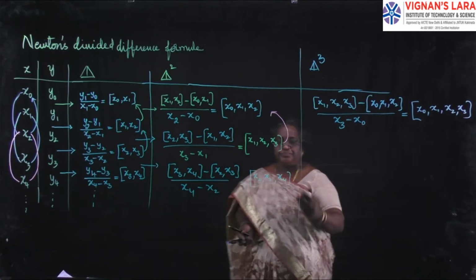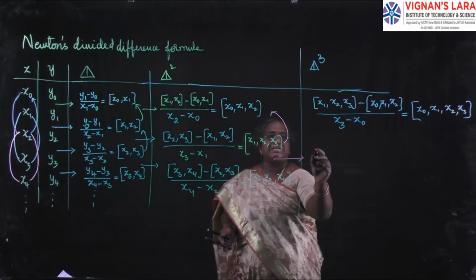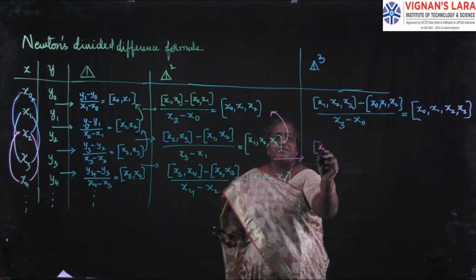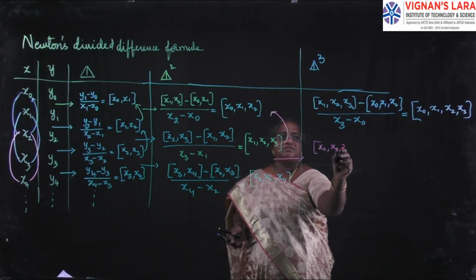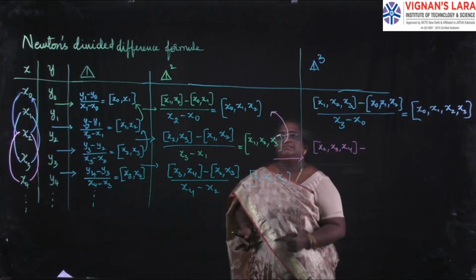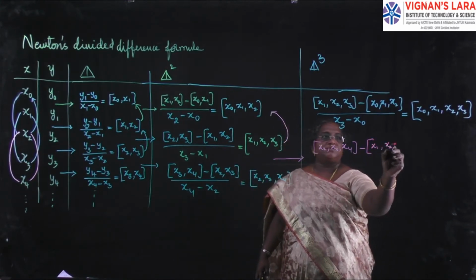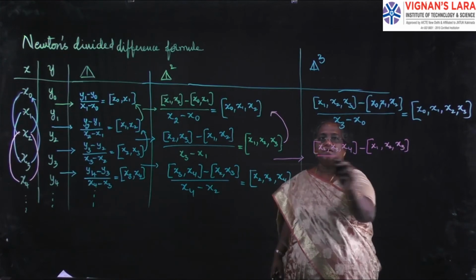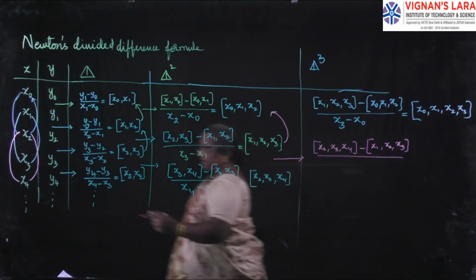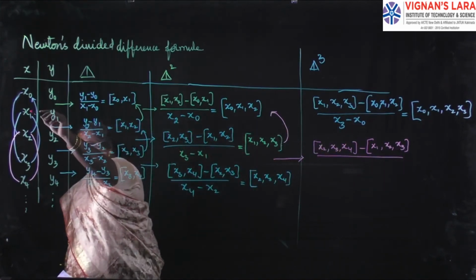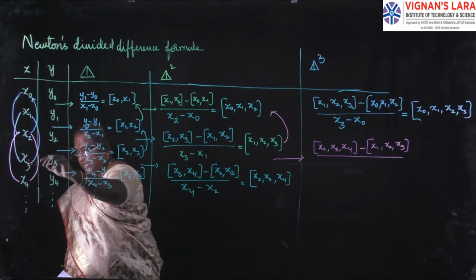Similarly, between these two, it is the second divided difference of x2, x3, x4 minus the second divided difference of x1, x2, x3, by, so now again from x1 we have to take four: 1, 2, 3, 4.